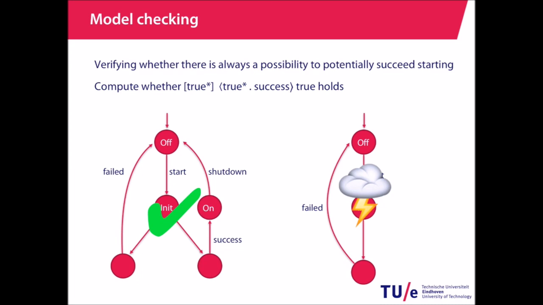Okay, so model checking. Let's just have a look at an example here. So we had this example of the component which complied to the interface that we saw earlier, with the starting of the system and just the failing of it. So suppose we want to do that model checking on that particular system. We want to verify whether the system always has a possibility to potentially succeed starting the underlying device. So in model checking in mCRL2, you would write down, for instance, a formula, and this is the only formula I'm going to show you.